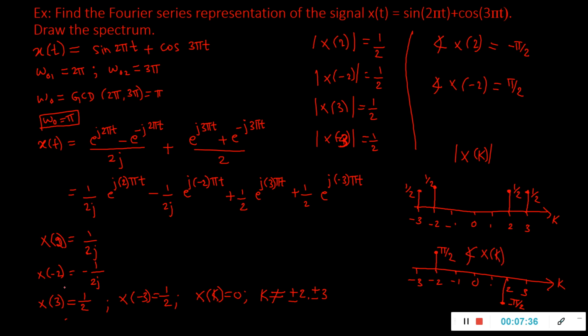So the coefficients are: x of 2 is equal to 1 by 2j, x of minus 2 is minus 1 by 2j, x of 3 is half, x of minus 3 is also half. For all other values of k, the Fourier series coefficients don't exist. And this is how we plot the magnitude and the phase spectrum.